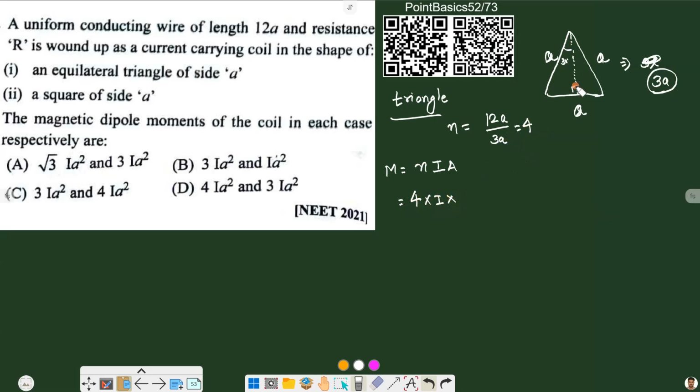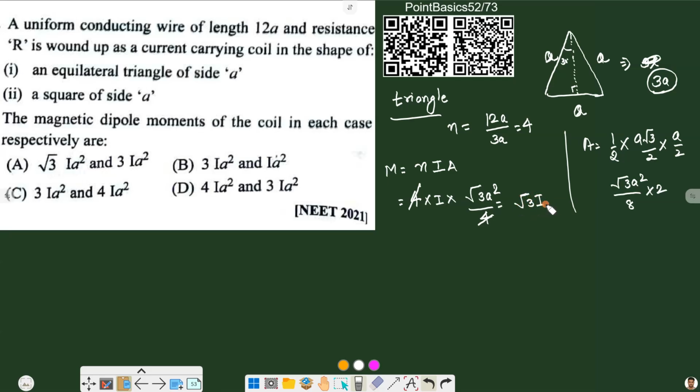Now let's discuss the area. The area, for one half, will be half, base is A cos 30, that is A root 3 by 2, into perpendicular, that will be A by 2. So it will be root 3 A square by 8, and we have two halves of the triangle, so it will be root 3 A square by 4. So now the magnetic dipole moment is root 3 I A square, that is for the triangle.